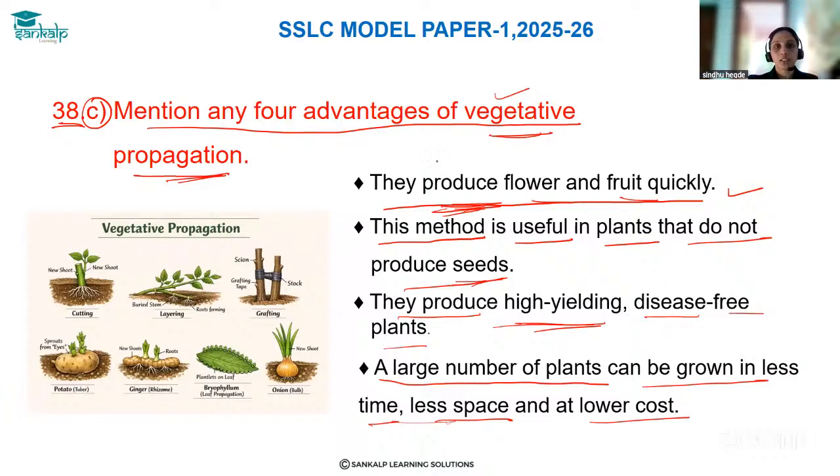At least 4 advantages you have to write. Okay, thank you.